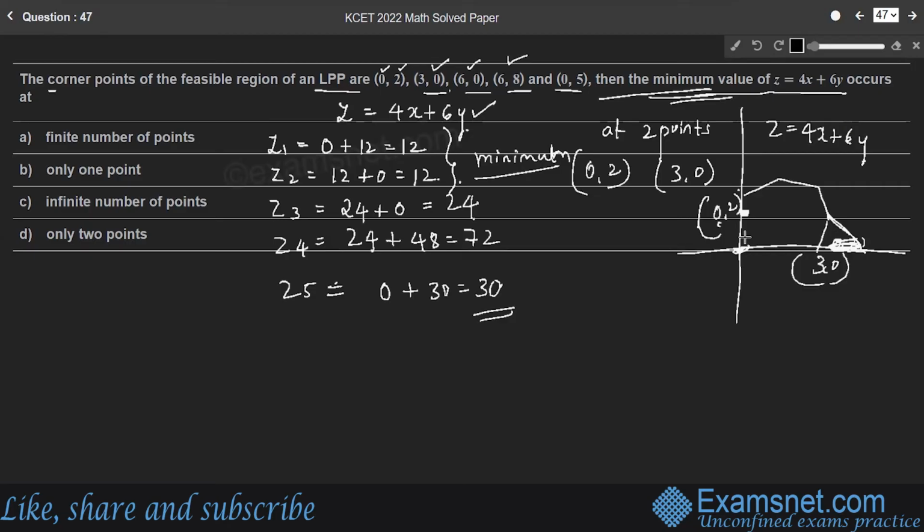So therefore, the minimum value of Z occurs in this region, right? So the line joining 2 points, which are 0, 2 and 3, 0. Therefore, in this region, the minimum value of Z occurs. So according to the options, in how many points? Minimum value of Z occurs at only 2 points, 0, 2 and 3, 0. Option D is the right answer.